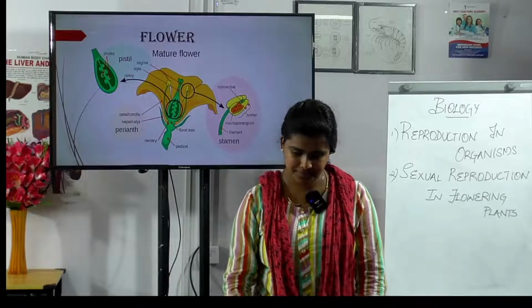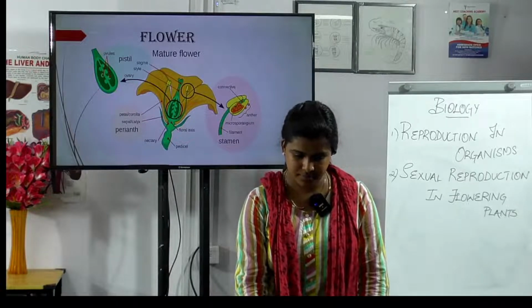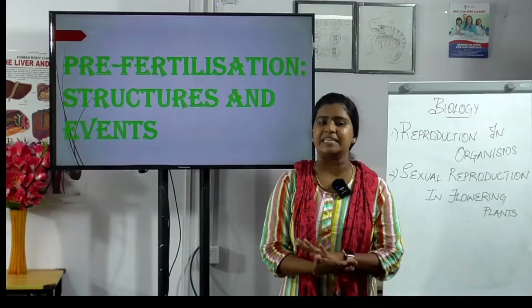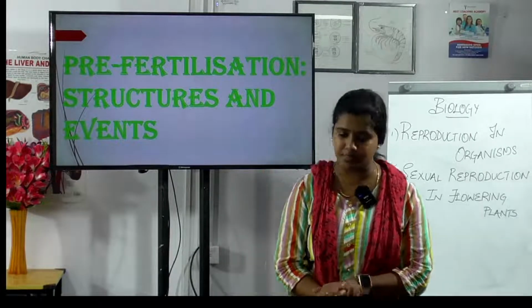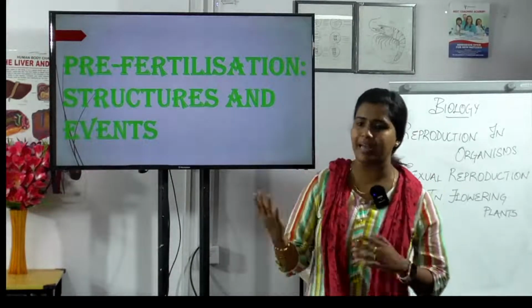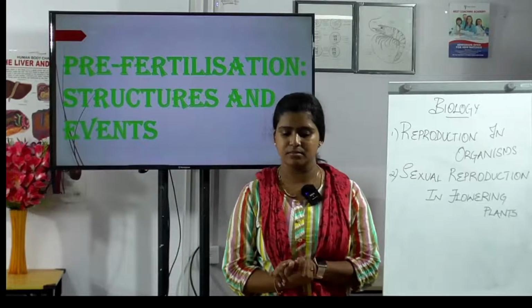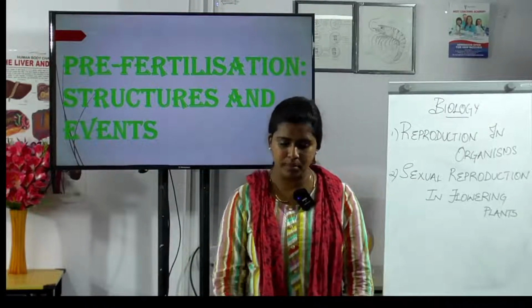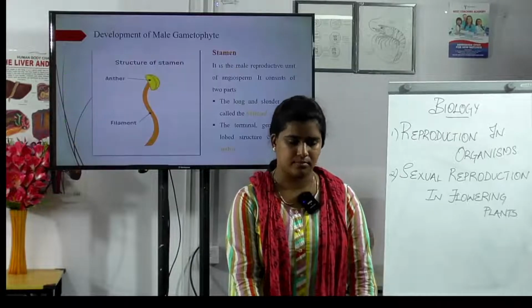Okay. Now let us see the pre-fertilization structures and events. In a flower, the androecium, as you all said, is the male reproductive part, and whereas gynoecium is the female reproductive part. They differentiate and develop and fuse to form a zygote. Yes, correct, zygote.